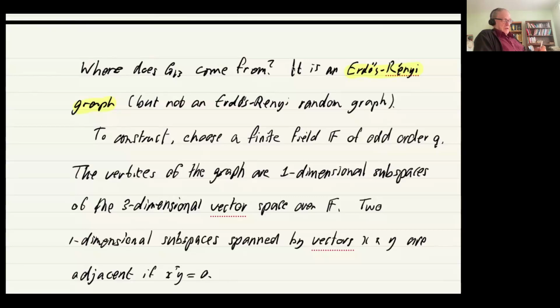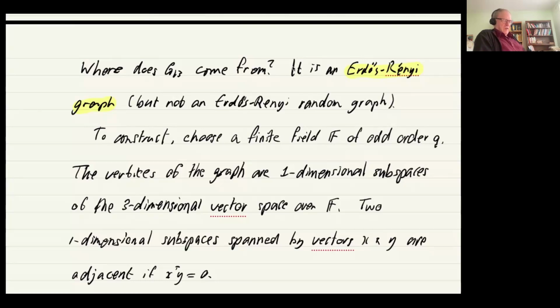you choose a finite field of order Q, odd order. The vertices of the graph are the one-dimensional subspaces of the three-dimensional vector space over F. So if the field's got order Q, then the three-dimensional vector space has got order Q cubed, and it has Q cubed minus 1 non-zero vectors. And each one-dimensional vector space contains Q minus 1 non-zero vectors. And so you get Q cubed minus 1 over Q minus 1, and so you get Q squared plus Q plus 1.